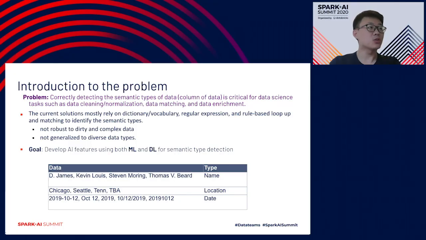Okay, now let me introduce the problem we want to solve in this project. We want to solve a machine learning problem to identify the semantic type of tabular data, which is column data. This problem is very critical in the business world to solve data cleaning, normalization, data matching, and also data enrichment problems. Right now, most of the current solutions rely on dictionary or vocabulary lookup. All these solutions are not robust to dirty and complex data. What's more, they cannot be generalized to diverse data types.